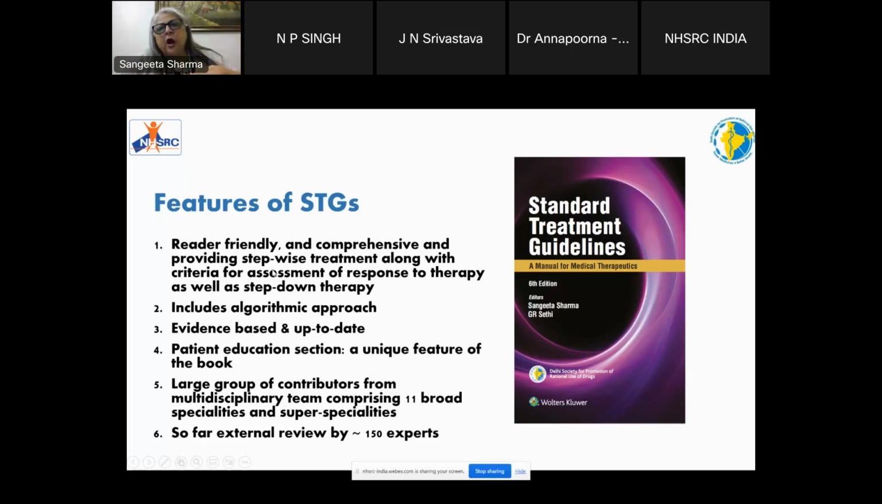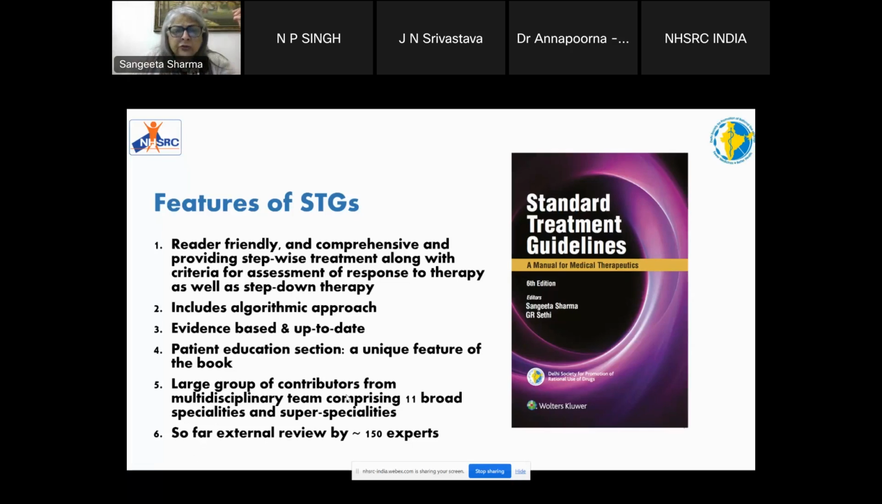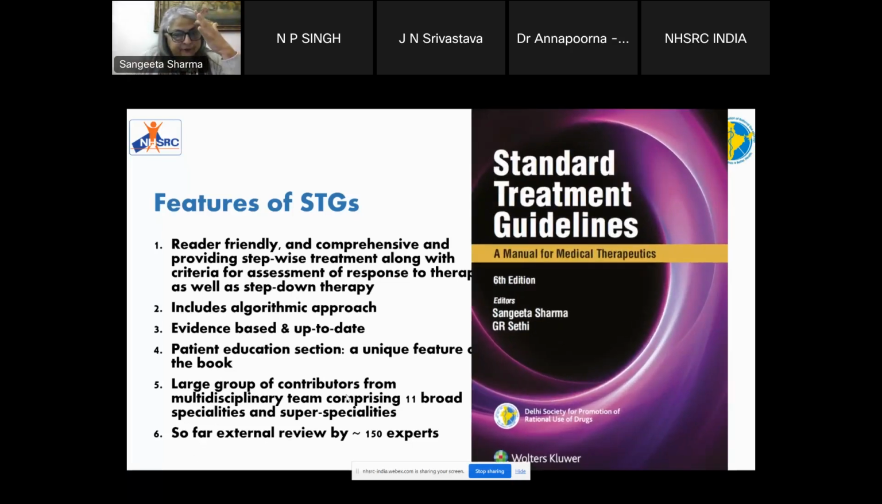guidance. It tells you how to step up therapy, how to step down, and then gives an algorithmic approach based on evidence. And a lot of people have contributed in developing and revising. We've been doing this every 2 to 3 years. So this is the 6th edition. In between, various Indian states have also adopted these guidelines.